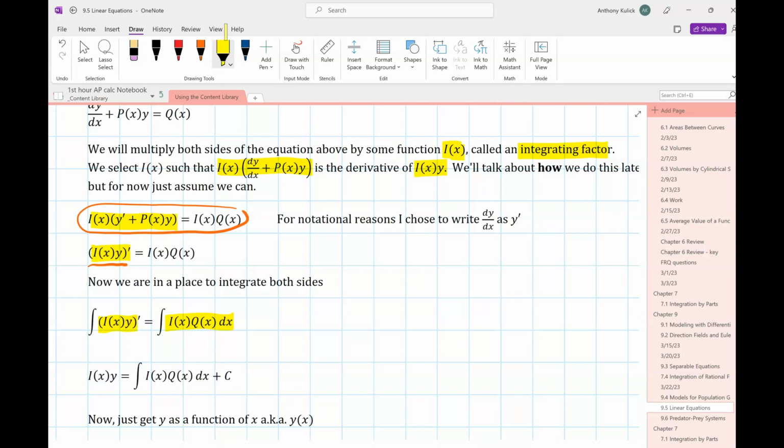John? Why is the derivative, in that last step there, also deriving the I of x? It's not like I of x times y prime.